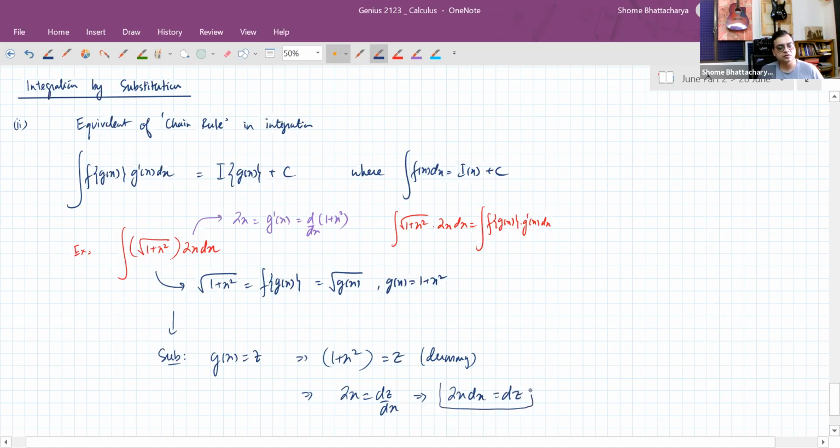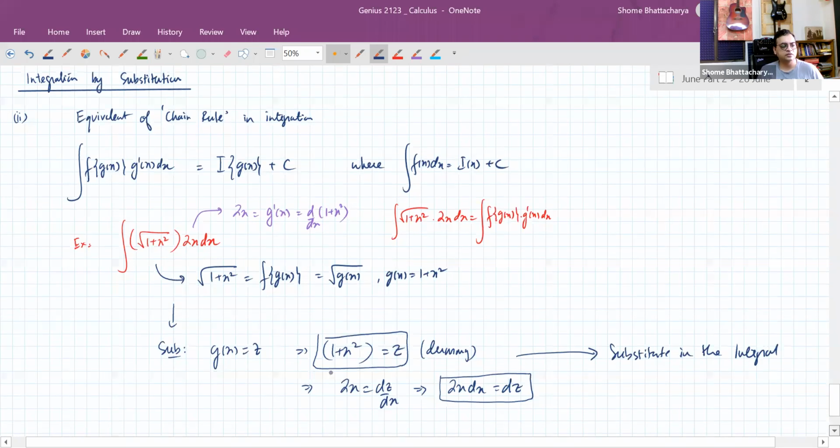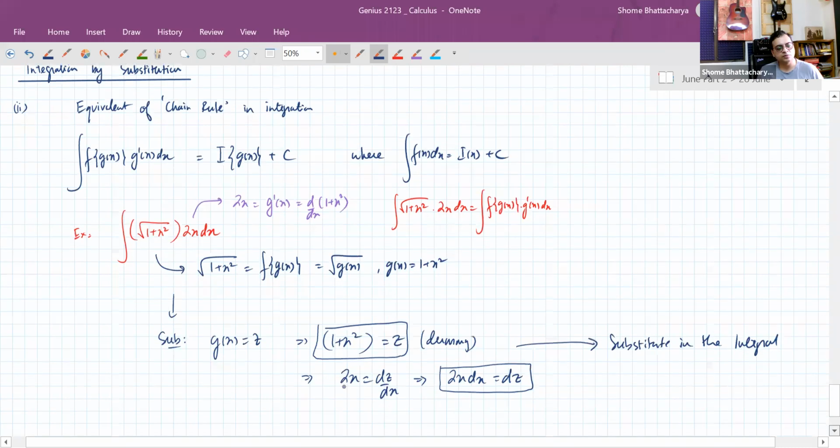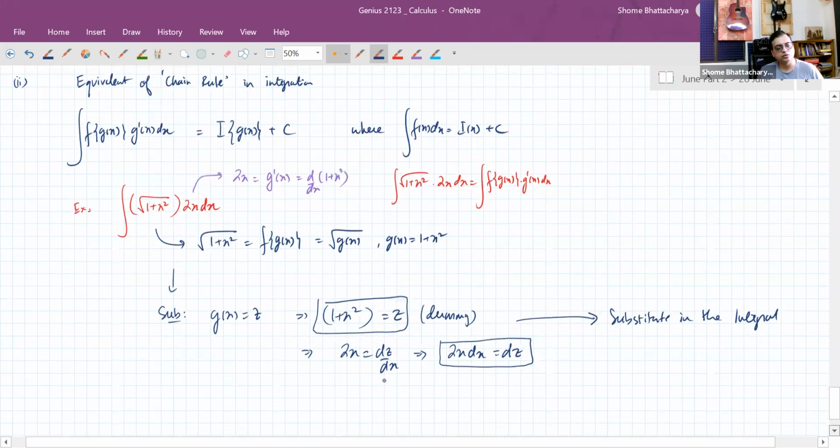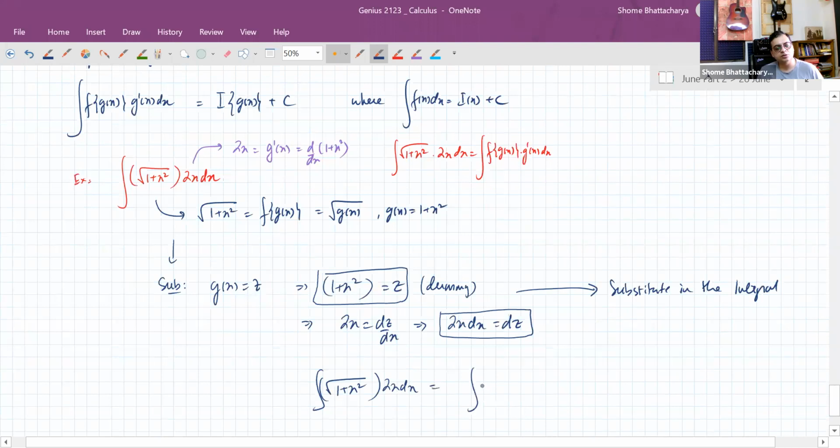So substitute both of these in the integral. Our original integral, which was square root of 1 plus x square, whole thing into 2x dx, now becomes square root of z into dz, which is a very simple integral. It is z to the power half dz. So it is z to the power half plus 1 upon half plus 1, plus c. So it is 2 by 3 z to the power 3 by 2 plus c.